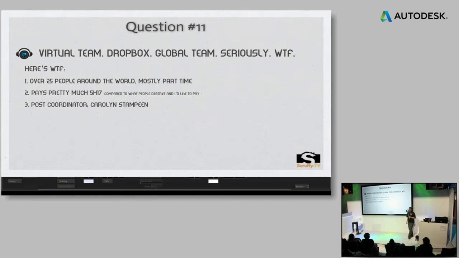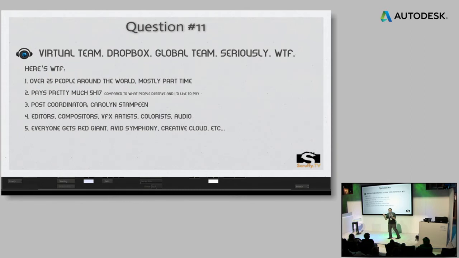We have a post coordinator named Carolyn Stampine. She used to be the post coordinator for the Pix Corps. She's really cool. We have editors, compositors, VFX artists, colorists, and audio people. Everyone gets, ready for this, when you come on board, not only paid, which is also shocking, you get to use everything because we own our content on your reel. And just for being a part of the team, you get Red Giant, Avid Symphony, Creative Cloud, Maxon Cinema 4D, Imagineer Systems Mocha. The list goes on and on and on. Just for being a part of the team. Why? I love you, and these guys are awesome at supporting virtual teams like ours.